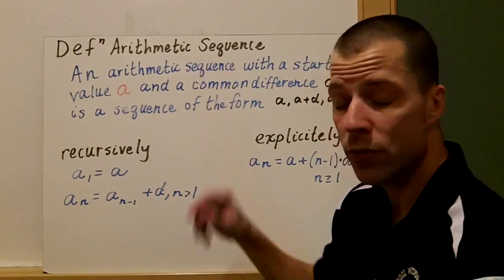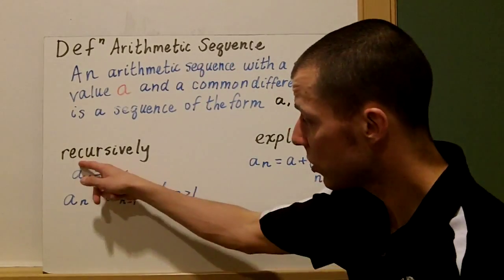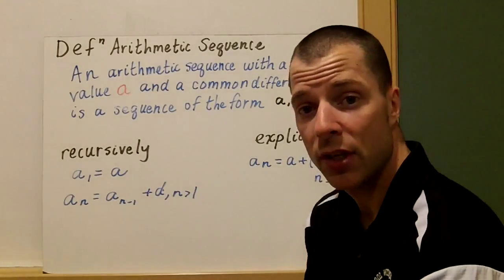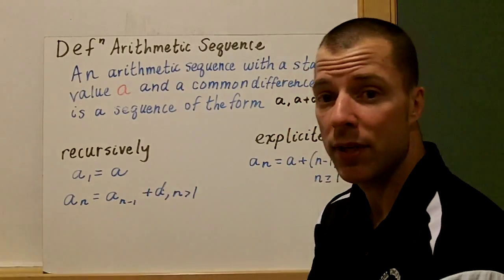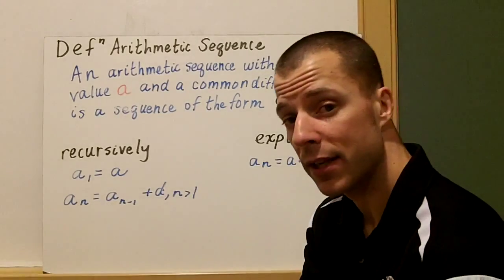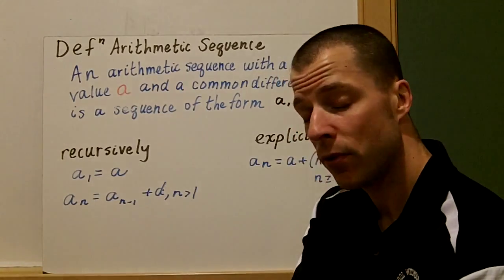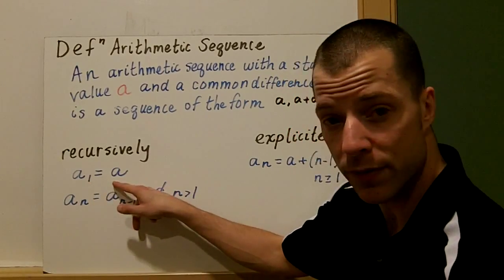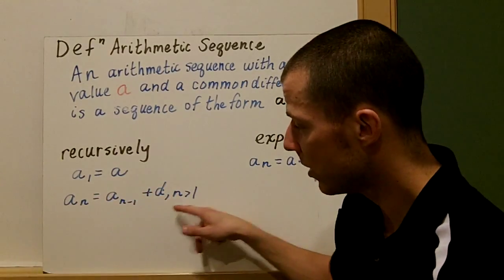But there's two ways we can write arithmetic sequences. You can do it recursively or explicitly, and we talked about that in section 1. Recursively means we use the previous term to get the next term. How can we use the term before it to get the next term? So this is how we write the rule. Again, you start with the first term, and here's our equation.